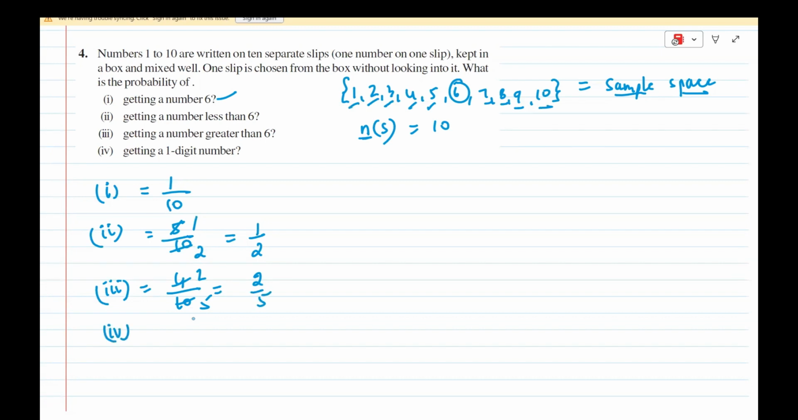Fourth, getting a 1-digit number. 1 digit means, suppose if I say 5, it is 1 digit. When I say 26, it is 2 digits. So how many 1-digit numbers are there? Up to here, which means 9 numbers. So the favorable outcomes, the things I want, are 9 divided by 10. So the probability is 9 by 10.